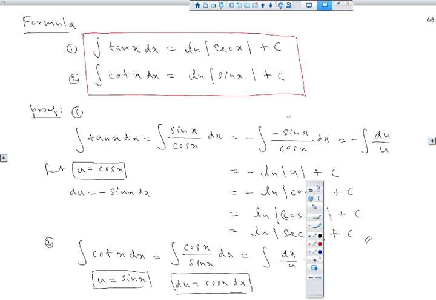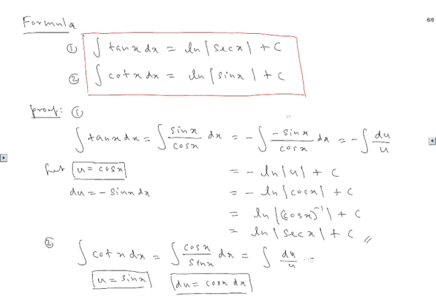Okay, so this is du over u. So that means ln u plus c. So that means ln u equals sine x plus c. Okay, so that's the proof. So you can see that it's very, very simple, and you can use them in the future. So if you get a problem, we can use this a lot.